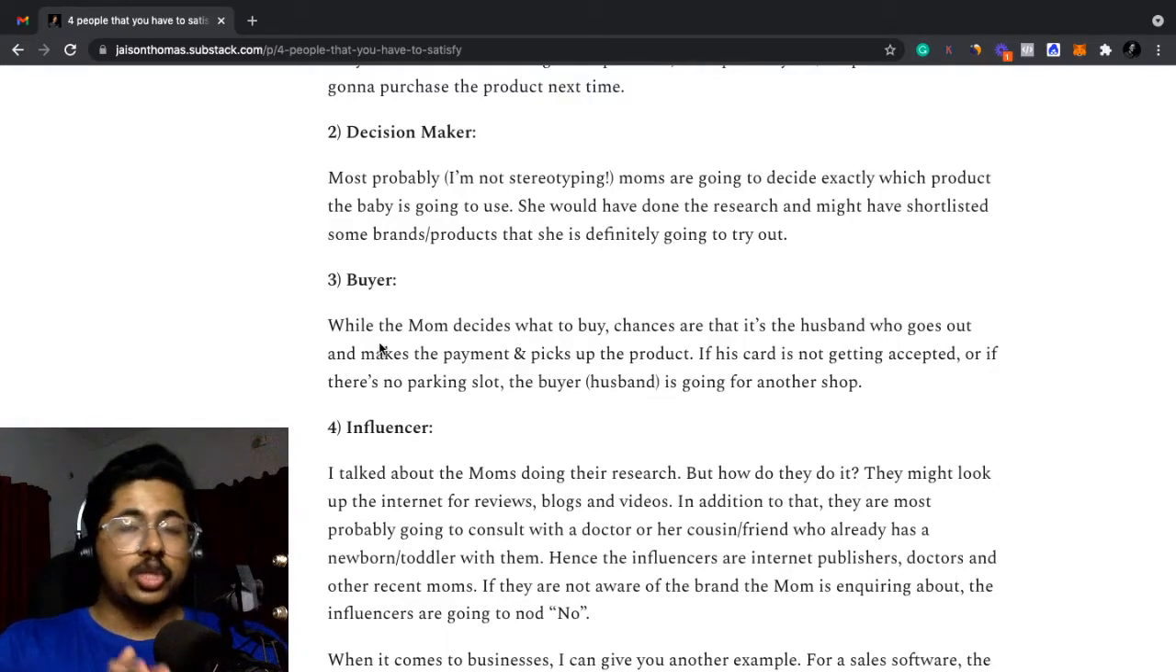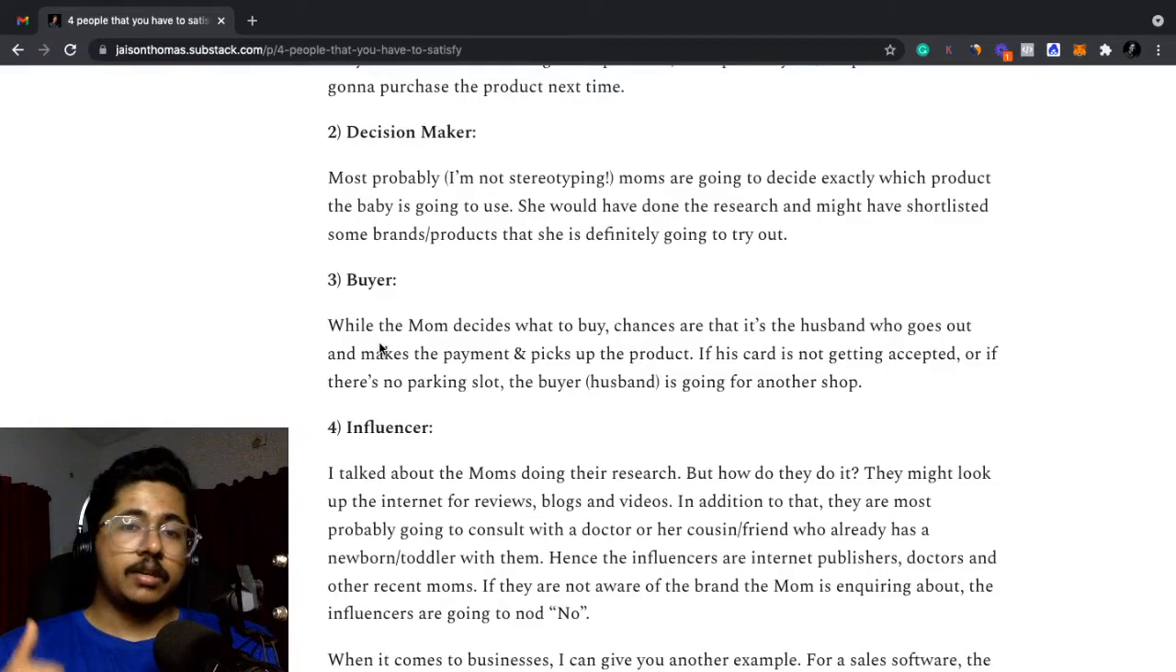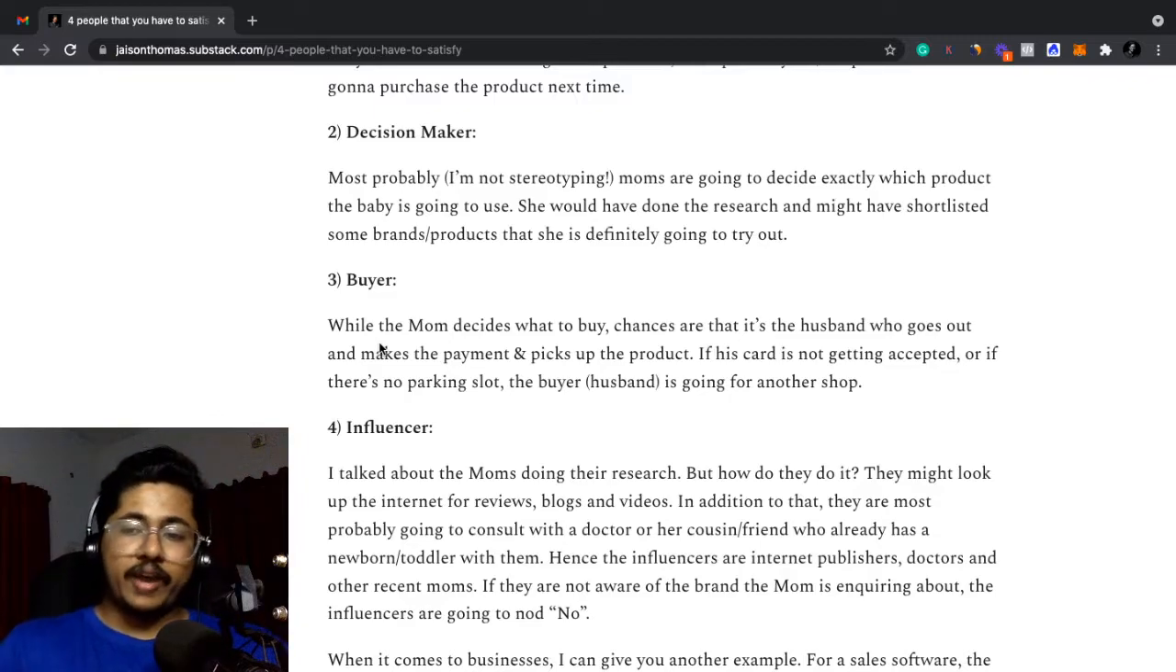The baby is the user, but the actual buyer most probably will be the husband, right? Moms will be taking care of the baby, sitting inside the home. But at the end of the day, after making the decision, mothers tell their husbands that they want this brand and go and get it, right? So they'll go and get it, and maybe they'll use their debit card. They need to find out the shop.